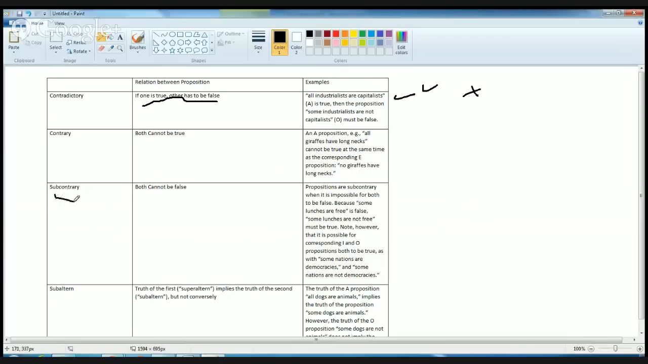Then what does the word subcontrary mean? Subcontrary means both cannot be false. What does that mean? If I say some lunches are free is a false statement, I cannot say some lunches are not free is also false. So if that is the statement, it would be true.